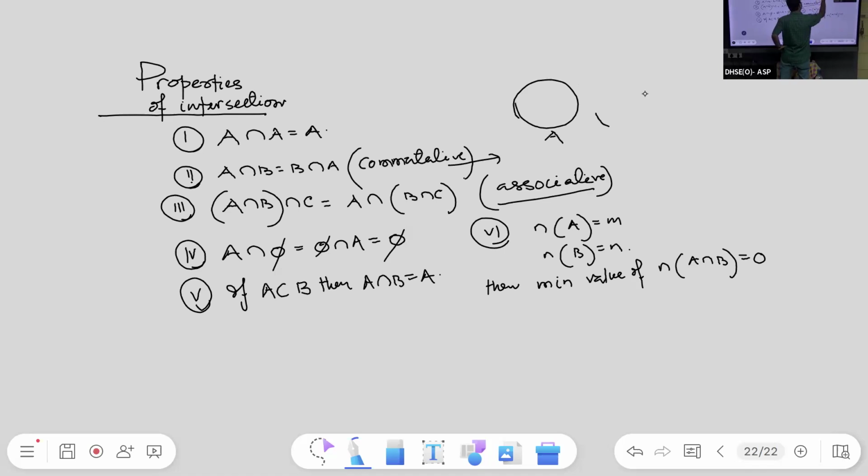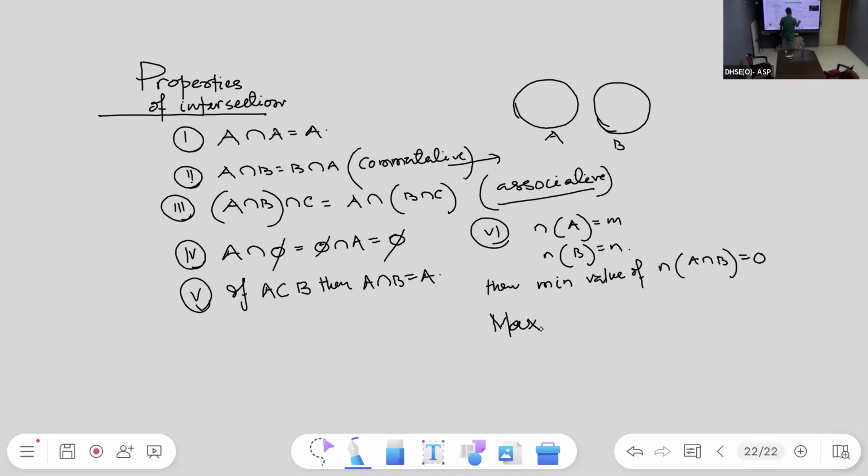Suppose this is set A, this is set B. No elements are common to both the sets. Hence, you can say that 0 elements are present in A intersection B. A intersection B is phi, the null set, and the cardinality of the null set is 0. And the max value of cardinality of A intersection B is the minimum of M and N.